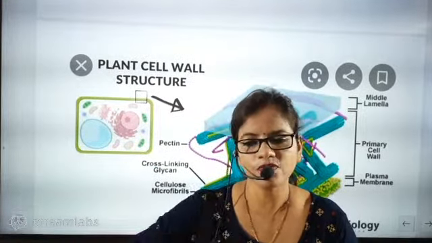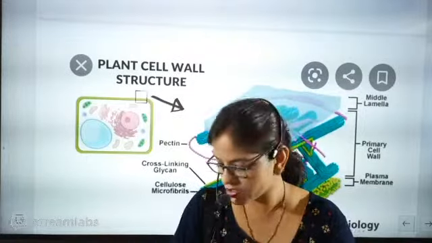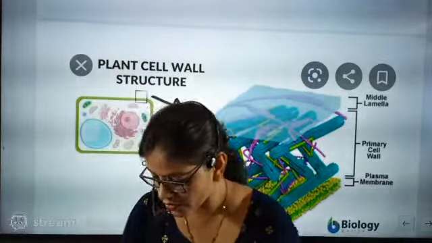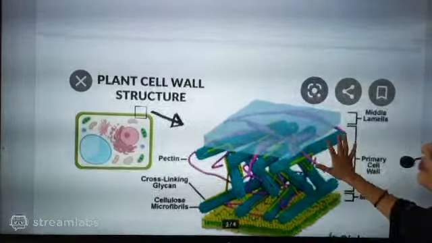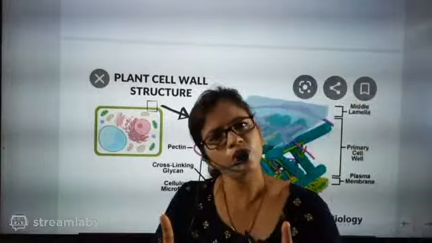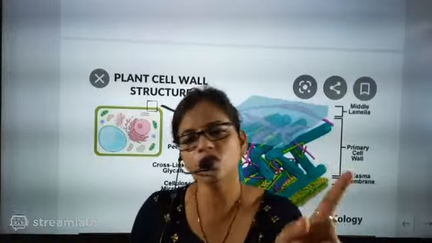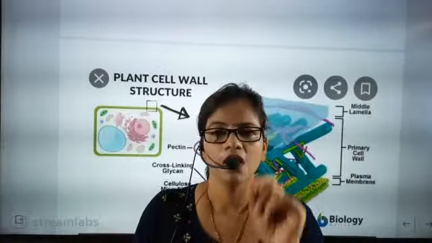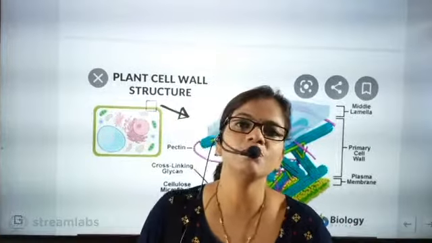Till now we have talked about different types of functions of cells. Now beta, what are we going to do today? Today we are going to understand about the cell wall. The most important thing about the cell wall is that it is not present in animal cells. Cell wall is only present in plant cells.